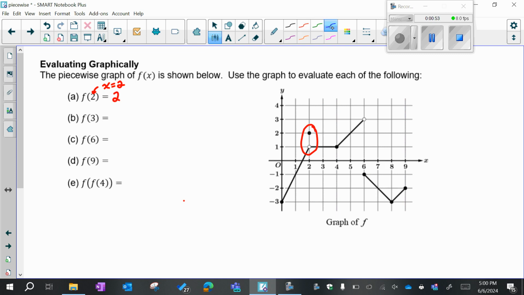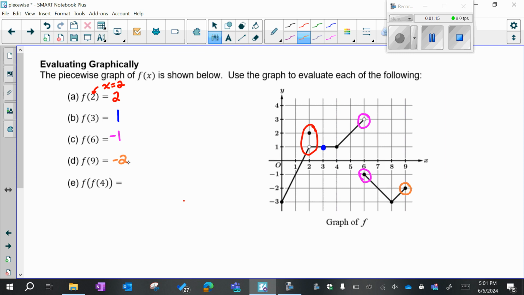F of 3 would be right here. This would be 1. F of 6, once again, I have an open circle and a closed circle. I'm going to use the closed circle, so f of 6 is -1. F of 9 is down here at -2.